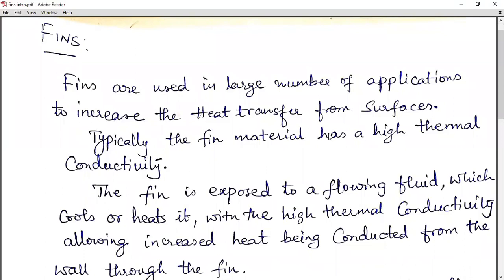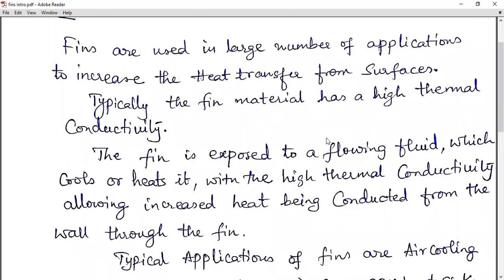You are aware that these fins are widely used to dissipate the heat from the system. Widely seen in IC engines and also nowadays in the cooling systems of electronic systems. The fin is exposed to a flowing fluid which cools or heats it, with the high thermal conductivity allowing increased heat to be conducted from the wall through the fin.